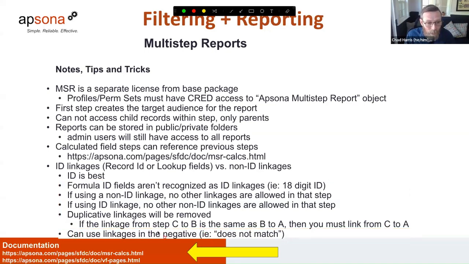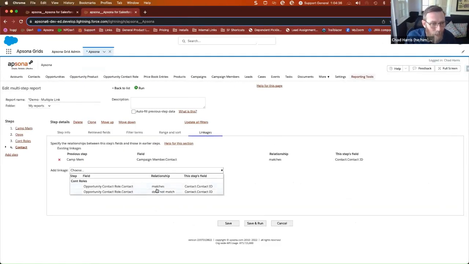You can use linkages in the negative to say it does not match, and I hadn't mentioned that yet. So you can see here, I have the opportunity to match the contact ID from this step to the contact ID from this step, or I can say, show me the contact roles who don't match the previous steps. You can get an exclusionary list, which is another great way to use linkages to find all the outliers. And that is by using does not match.